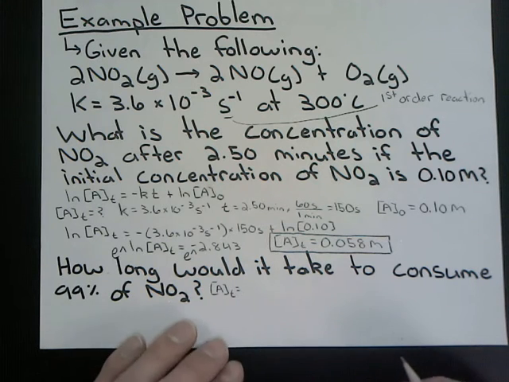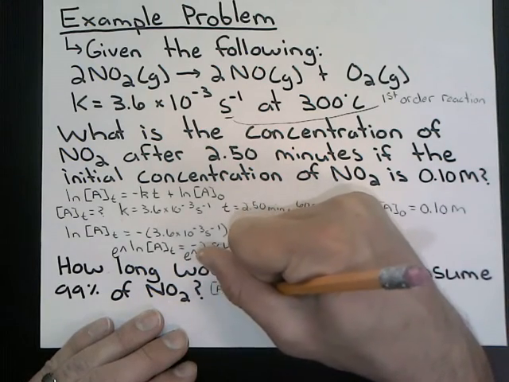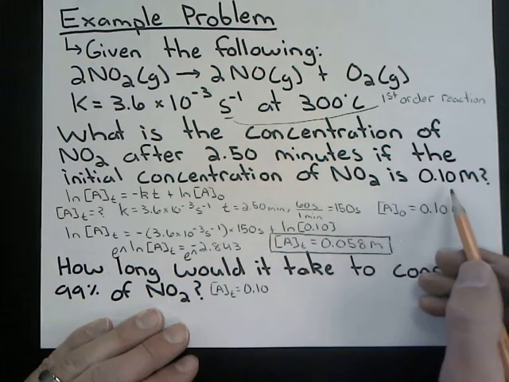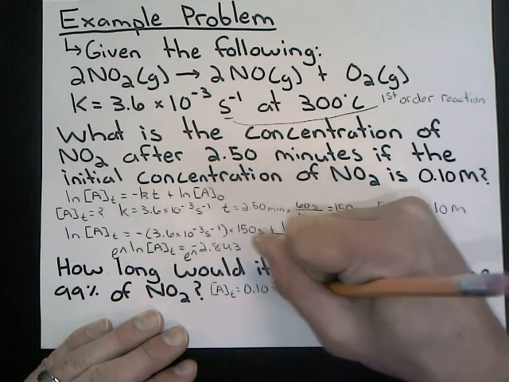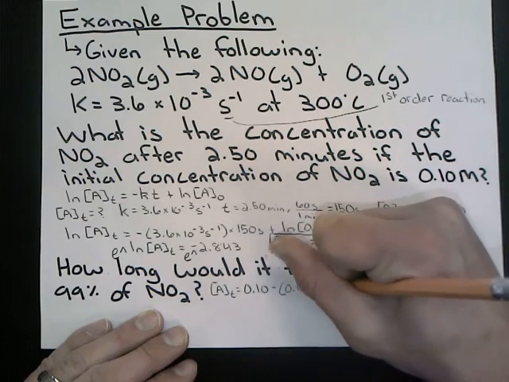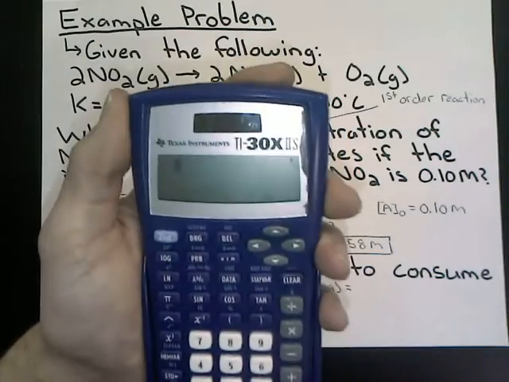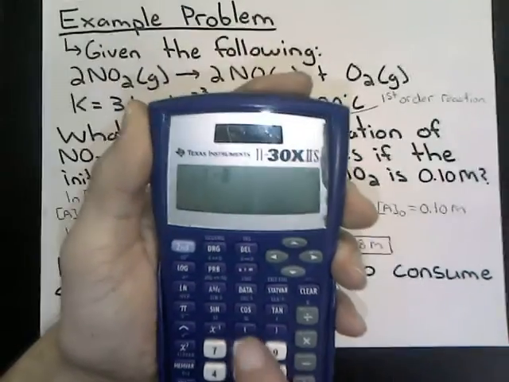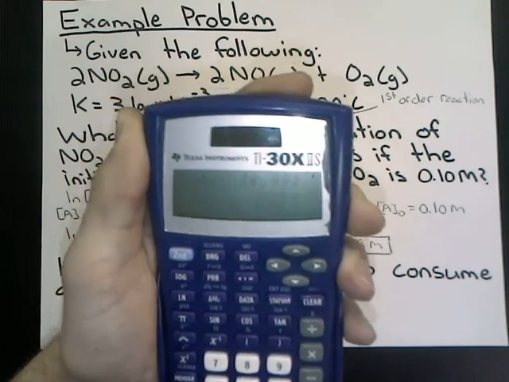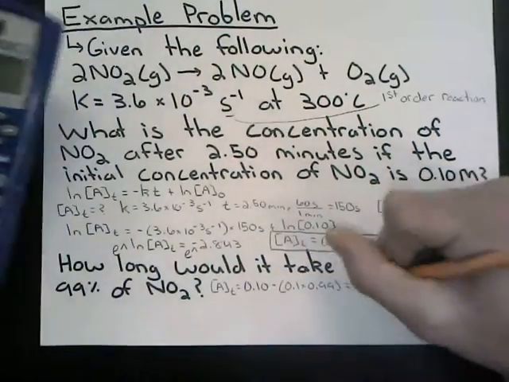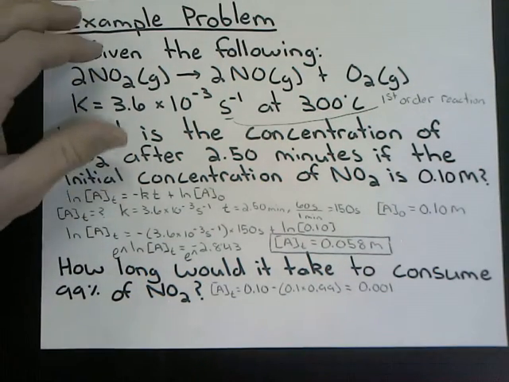If 99% has gone away, we need to take 0.1, because that's our original concentration, and subtract it from 0.1 times 0.99. So we get 0.1 minus 0.1 times 0.99, and we get a value of 0.001. So 0.001 is going to be our A sub t.